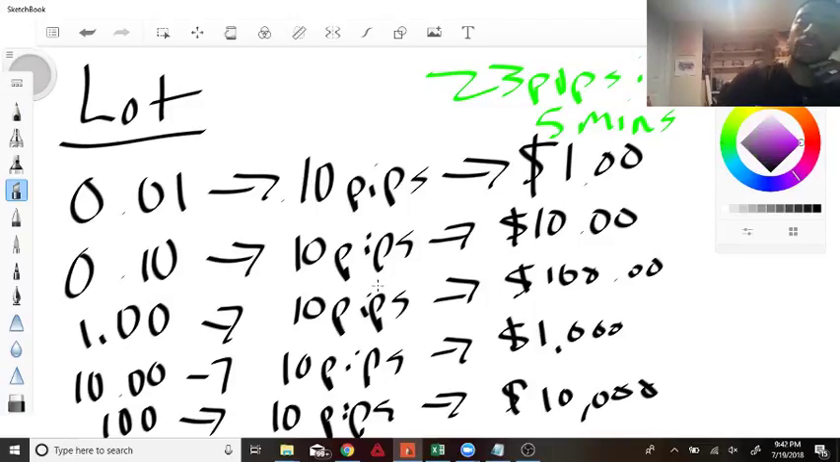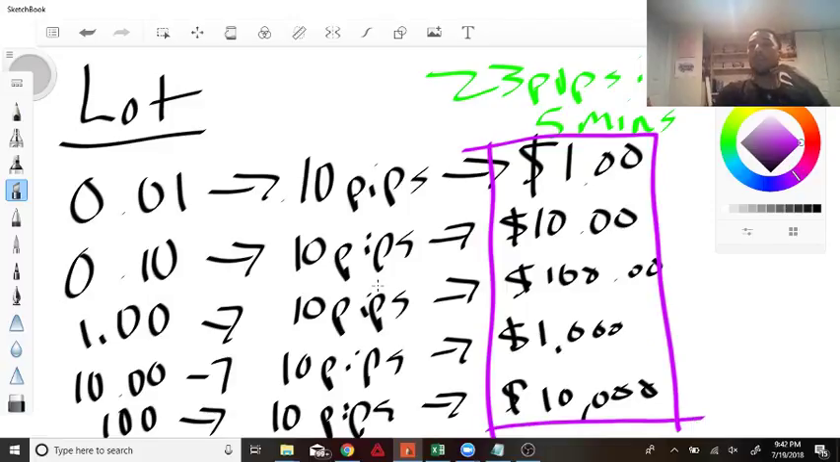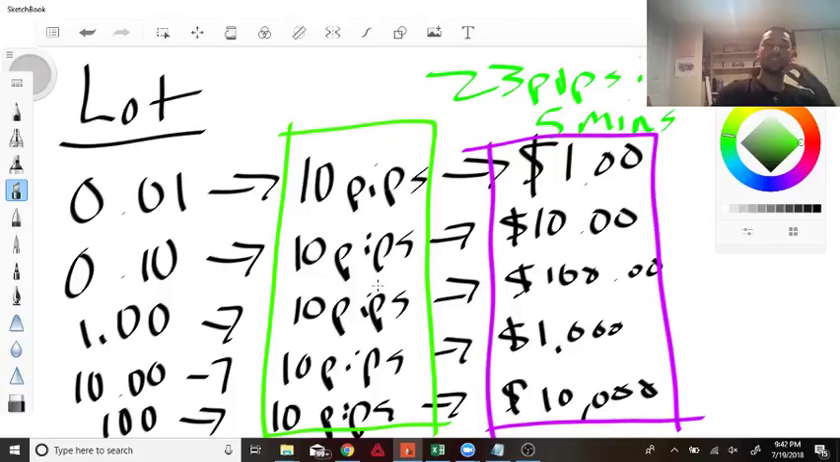This is one thing that I realized. Yes, you can make a lot of money in this market, right? But one thing that really caught my eye is the fact that the 10 pips never changed. The only thing that changed was the lot size, and through that lot size, the larger the lot size, the more money you can make over time.